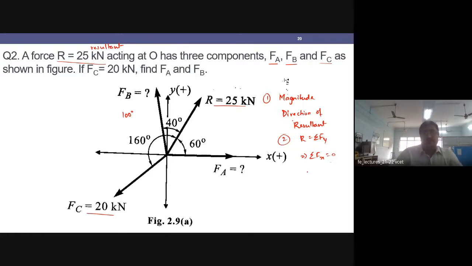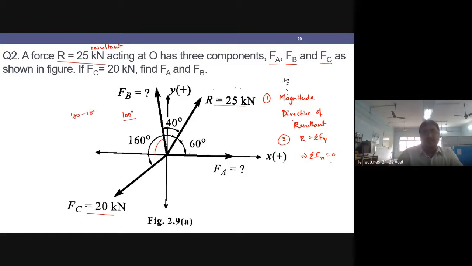Now, in this question, how do I start here? Firstly, I'll be requiring the angles. R is acting at an angle of 60 degrees. Then FB is acting at an angle of 40 degrees from R. You see the angle given is in between, so with respect to my positive x-axis, the total angle is 60 plus 40, 100 degrees. Or with respect to y, if I'm taking the convention, from here that angle, how much will it be?